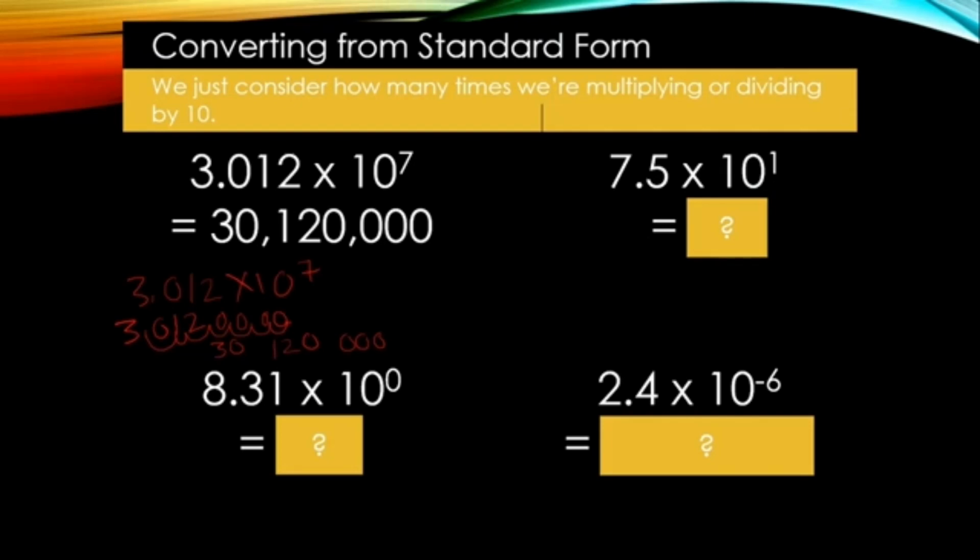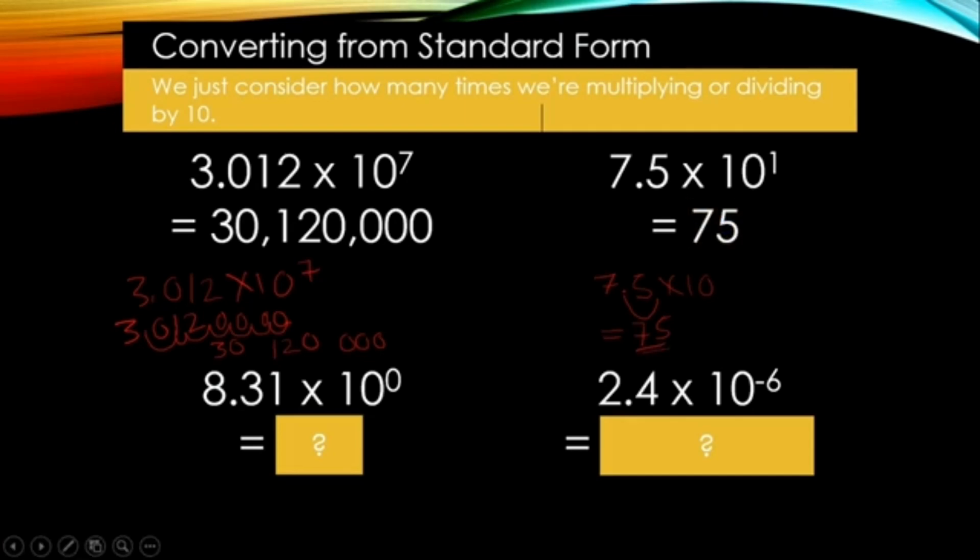You can do these other ones. You can pause the video and do these other ones. Maybe I'm going to give you 5 seconds or 10 seconds for each problem. 7.5 times 10 to the power 1. This one is easy again. Whilst you work out, I'll be working out here. 7.5 times 10. We're going to move only one place to the right, which will give us 75. So that's very easy, right? So let's check if our answer is correct. Yes, it's 75.